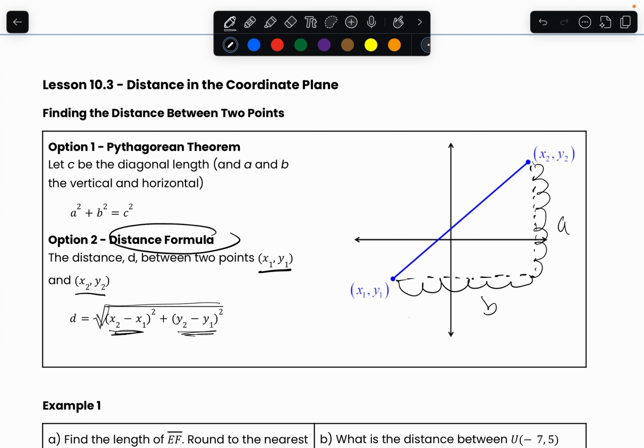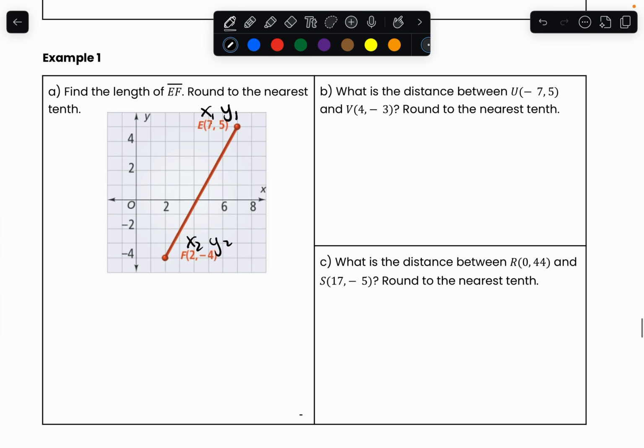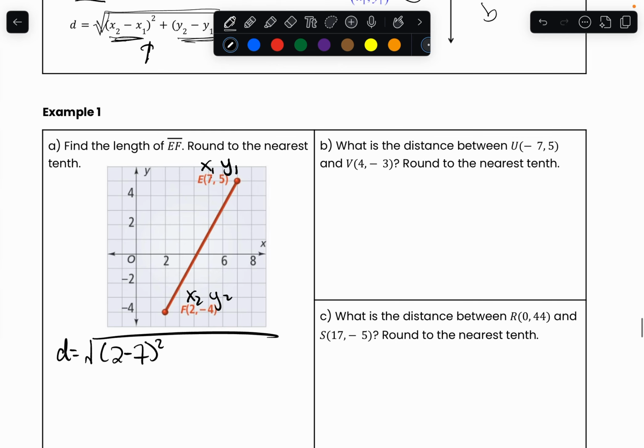Now, there are different ways teachers teach this, but I'm going to teach you both ways just to see which way you like. Some people tell you to label this as x1, y1, that's my first point, and this as x2, y2, that's my second point. Then I plug everything straight into the formula. So distance equals the square root of x2 minus x1. So x2 is 2, x1 is 7, and I square it, just like in the formula. Then plus the parentheses, y2, which is -4, minus y1, which is 5, and then I square it.